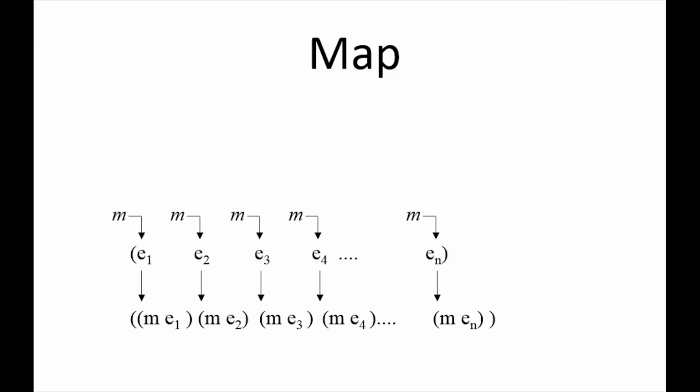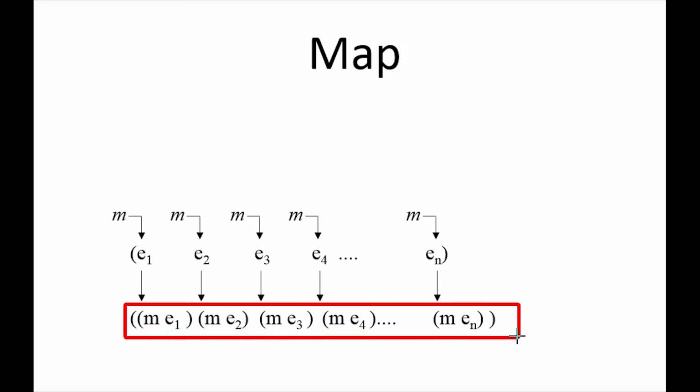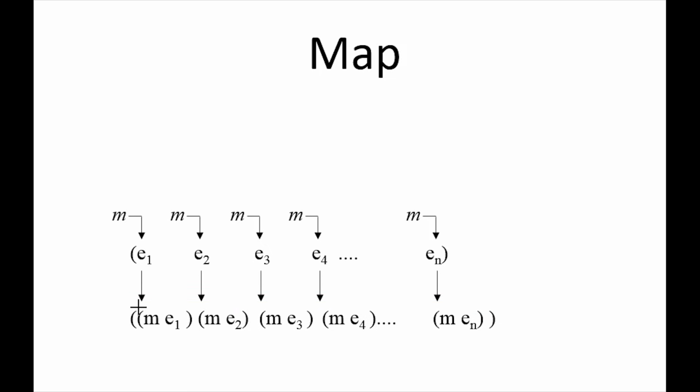Now it is time to take a look at a family of higher-order functions, map, filter, and reduce, which are very useful for many practical problems that we encounter. Map applies a function m on each element of a list. So if the input list has length n, the output list will also consist of n elements. So the first element in the output list is m applied on E1. The second element in the output list is m applied on E2, and so on.